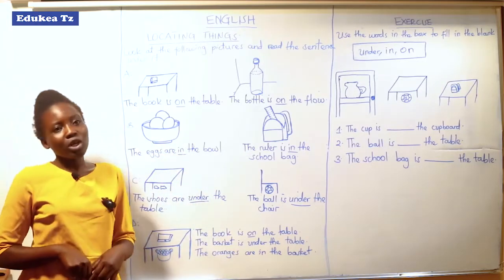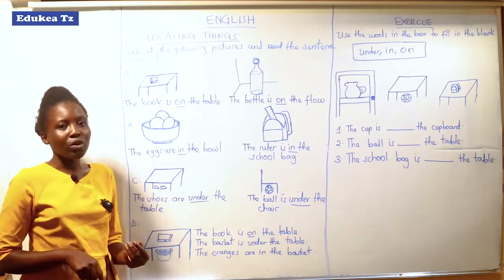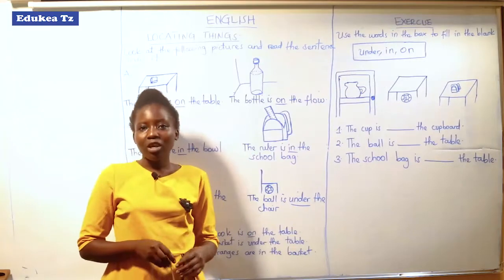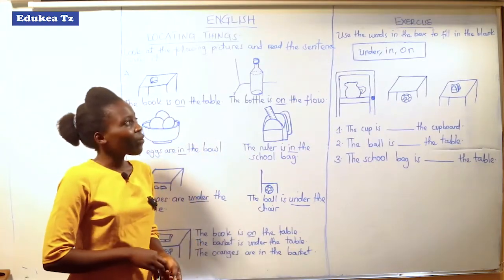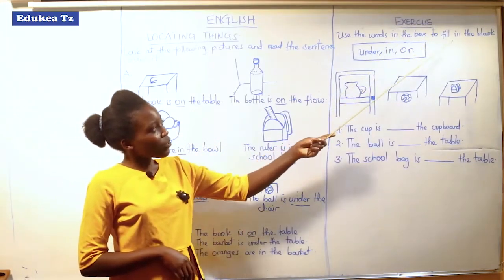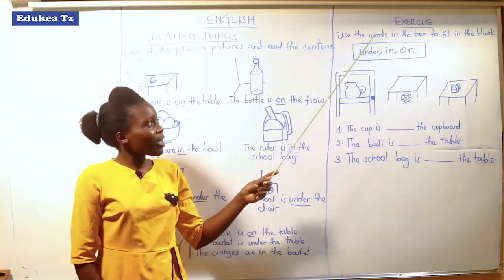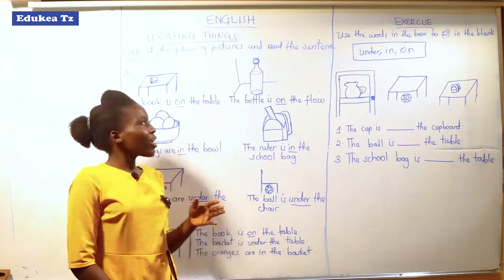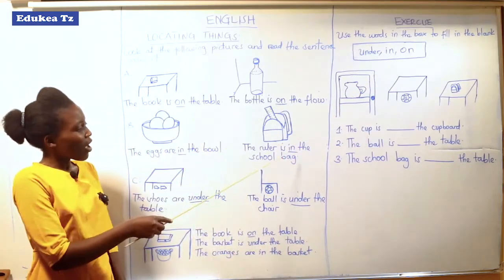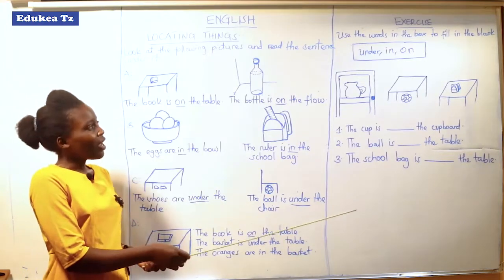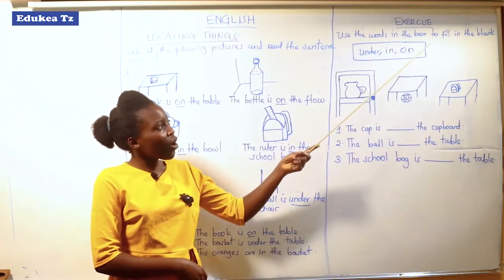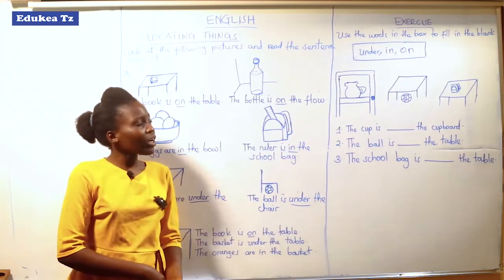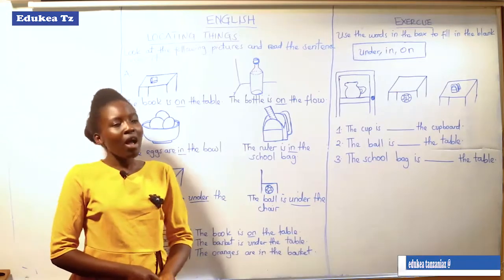After seeing how to locate things in different places or areas, let us see our next exercise, which will mark the end of our lesson for today. We have been told to use the words in the box to fill in the blank. We have been given the words in this box, which are under, in, on. As you can see here, we have discussed the use of on, in, and under. In this exercise, we have been told to use the words in this box to fill in the blank spaces which have been provided in our questions.